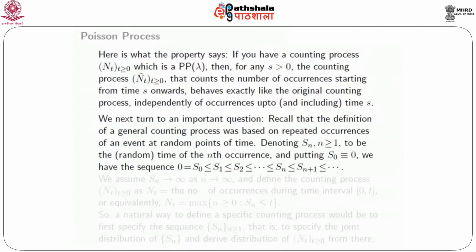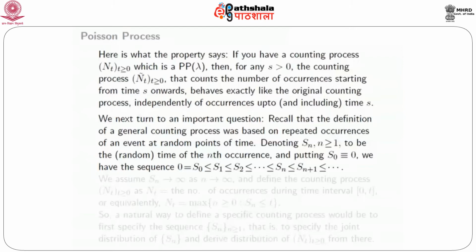So one way to think about it: if a Poisson process has been running, but you happen to enter the picture only at time s, and for you the process starts at time s, then the process that you are observing is also a Poisson process, exactly like the original process. It's independent of all the past that has already happened up to time s.